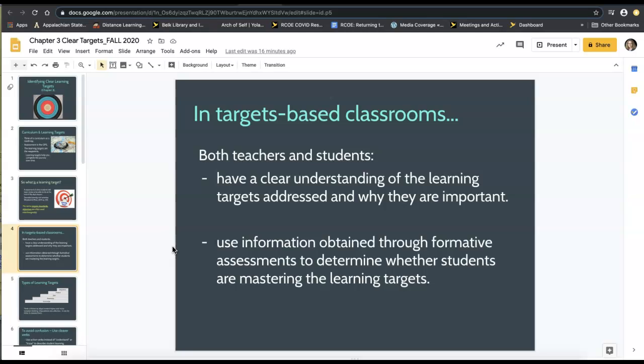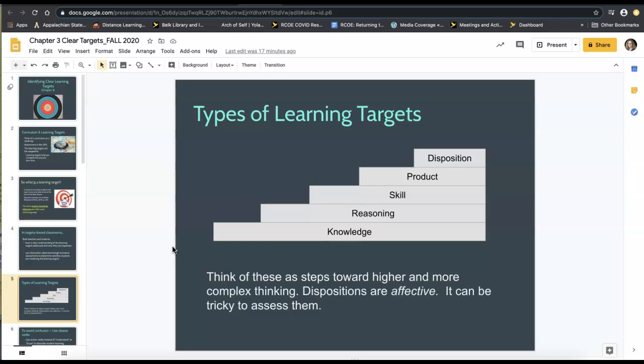So if we have clear learning targets and we're using them, then we teachers as well as our students will have a better understanding of what we're supposed to be learning, why it's important, and then we'll be able to use formative assessment more effectively to provide students with feedback and to guide our instruction as well. So it's super important to have good learning targets.